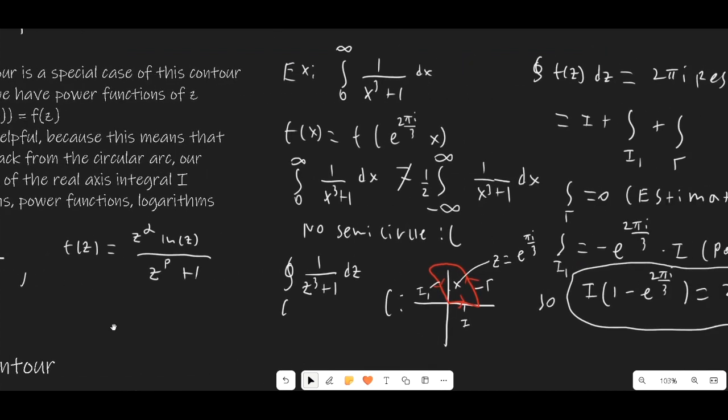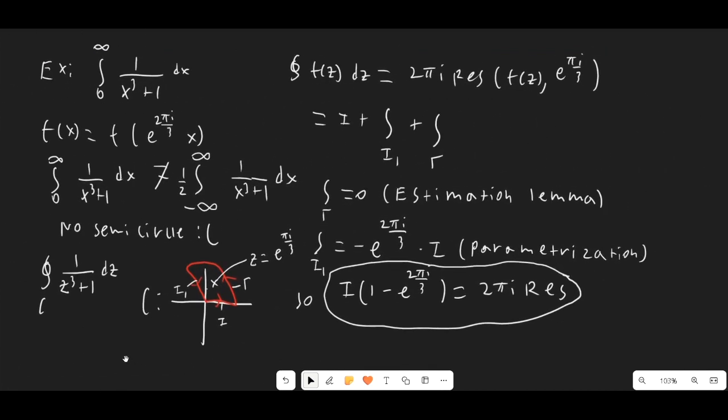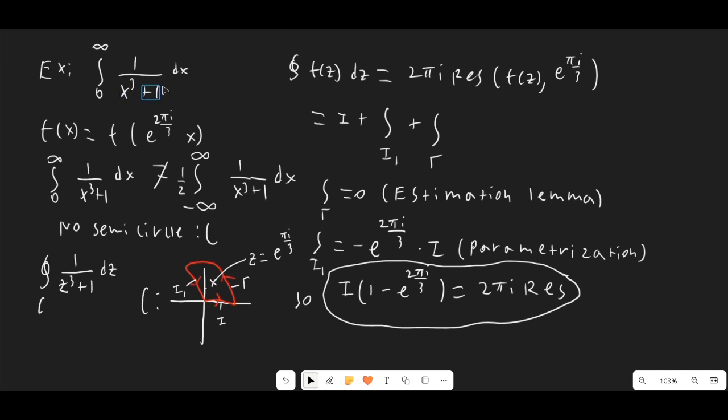So here's a quick classic example. If we wanted to calculate the integral from 0 to infinity of 1 over x cubed plus 1 dx. Now, if this were 1 over x squared, we would just say, okay, well, 1 over x squared is an even function, so we can write this as 1/2 the integral from negative infinity to infinity of 1 over x squared plus 1 dx. But because it's x cubed, we can't do that, and that means we can't just use our semicircular integral. So instead, we notice f of x is the same as f of e to the 2 pi i over 3 times x. And again, here we can't switch this to the integral from negative infinity to infinity, which is very, very sad, but we can use this circular sector integral.